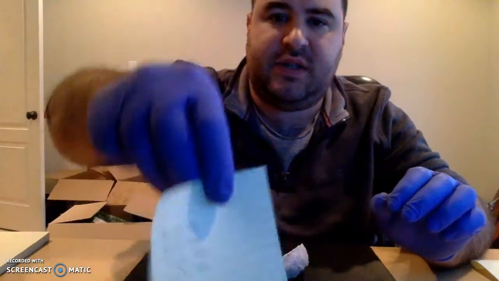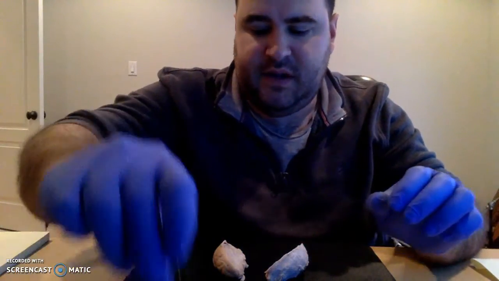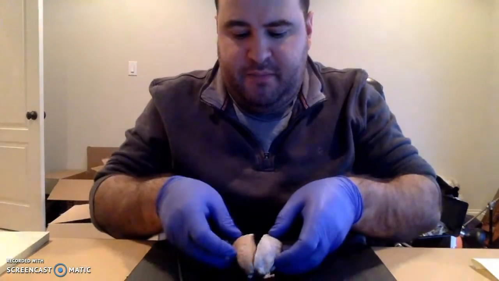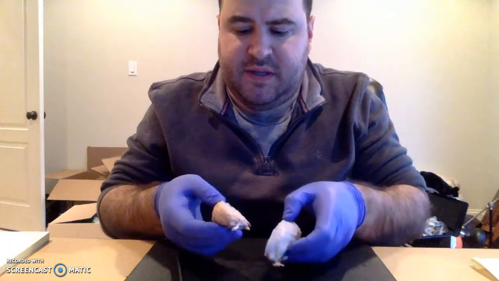And today I'm going to be going over the anatomy of a sheep brain, specifically these structures right here. All right, so here's our sheep brain. I bisected it into the right and the left hemispheres.